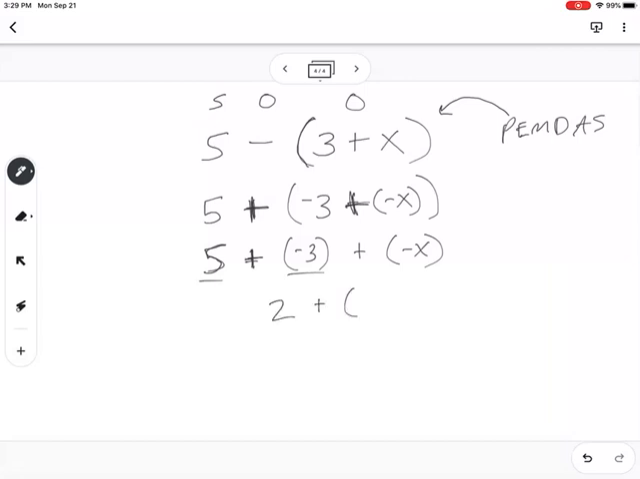And now we can add our constants, our numbers together. Those add to be 2. And if you remember our little units here, we have 2 units, and we have 1 x, but it's a negative, and in any case, those are not like terms, we can't combine them. So that would be our final answer.